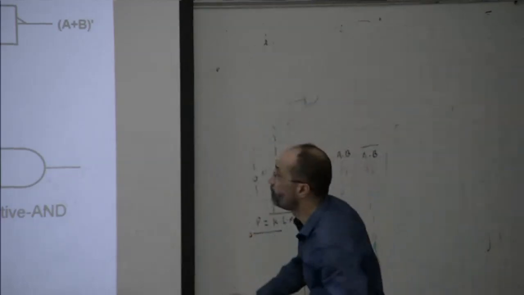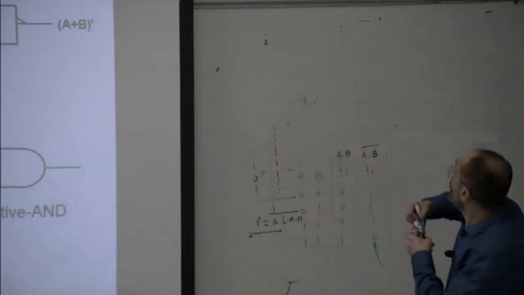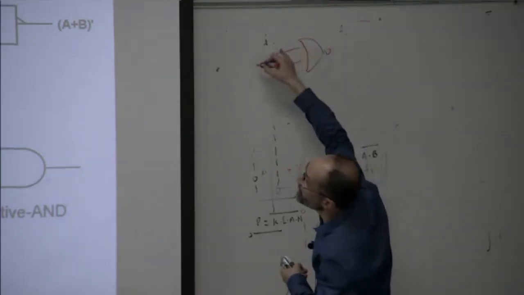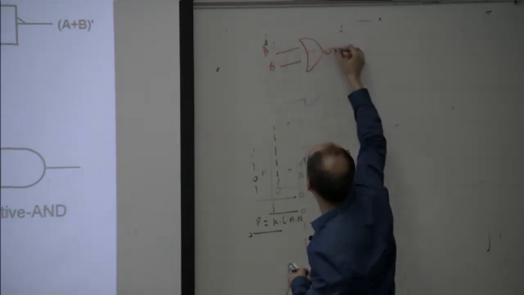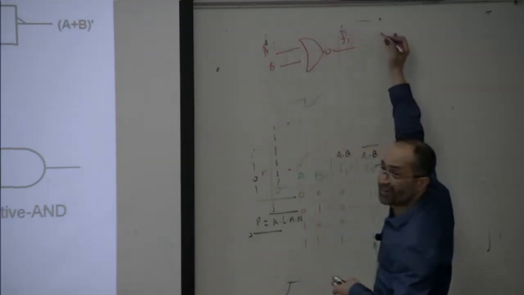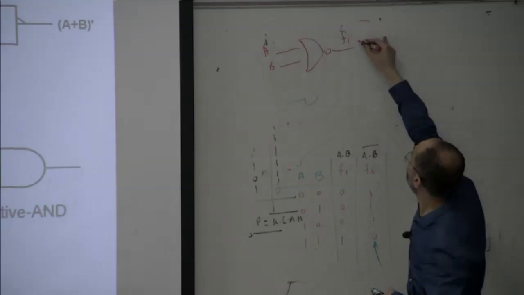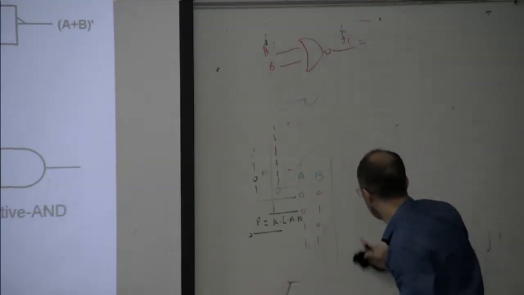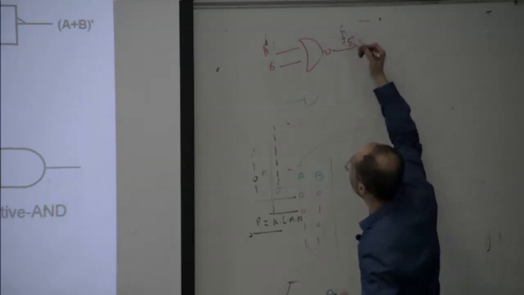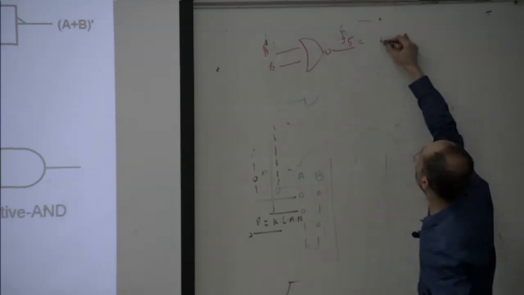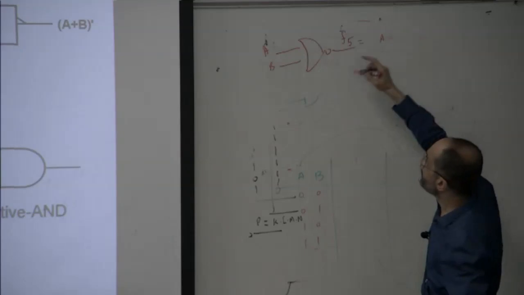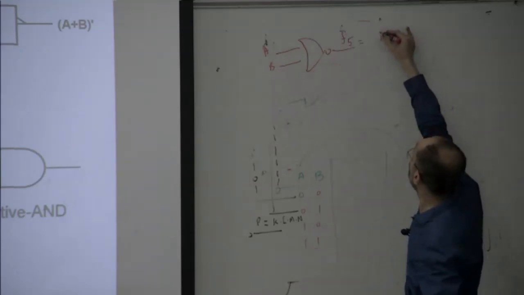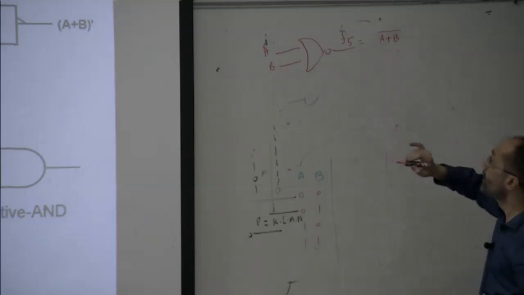Now if you look here, we have A and B. What is F5? It is A plus B, whole bar.